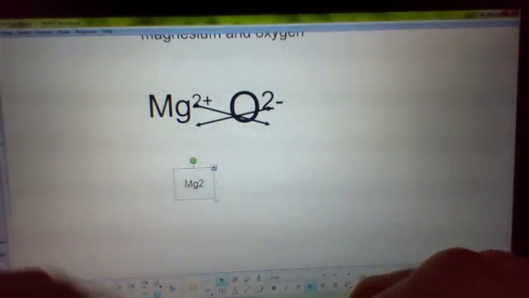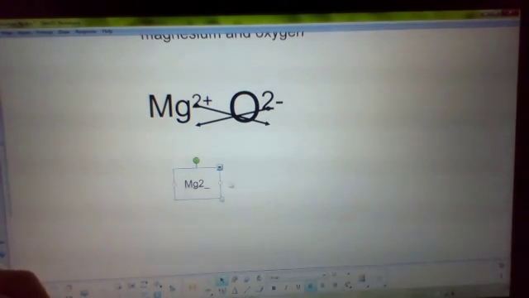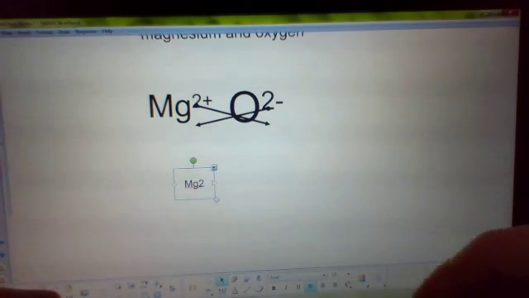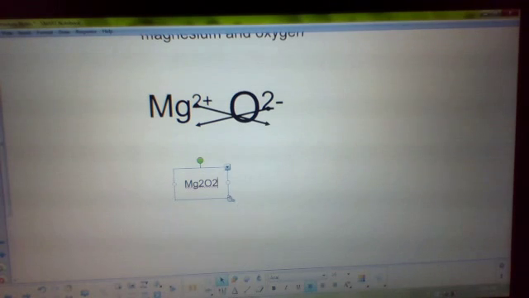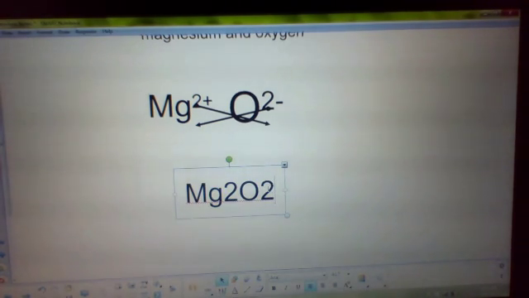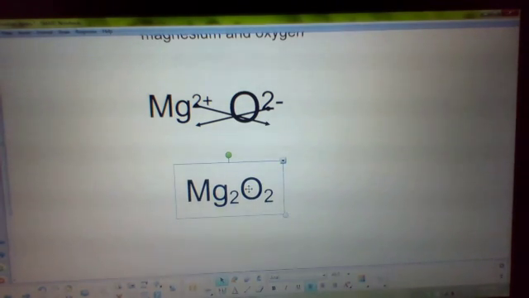Mg2O2. We can make these subscripts smaller. Now as you see, we have this Mg2O2. That's the formula for magnesium and oxygen when they combine together.